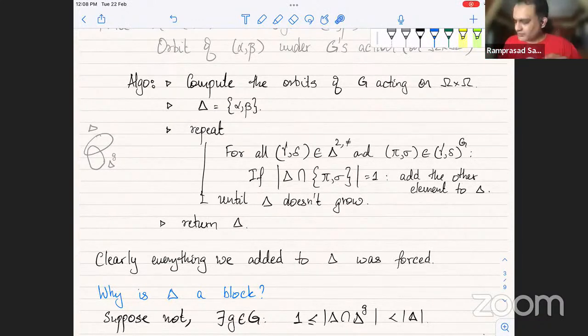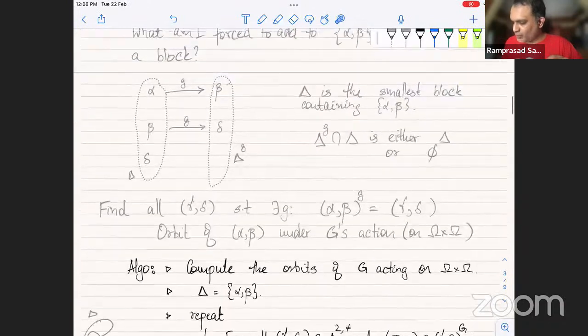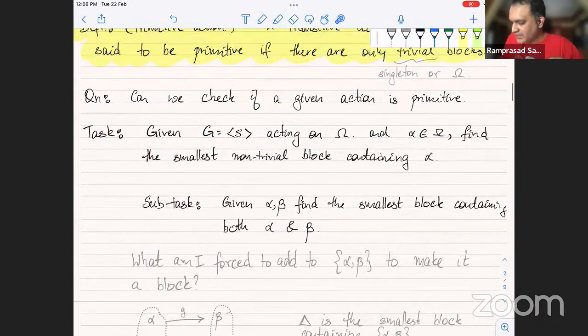Okay, so now with this algorithm in mind, we now have a way of figuring out, given a group action, is it primitive? And if it is not primitive, we have a way of finding out a small block. Okay, so that's what we know.